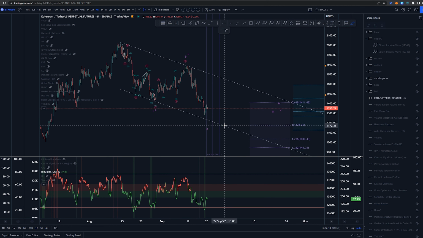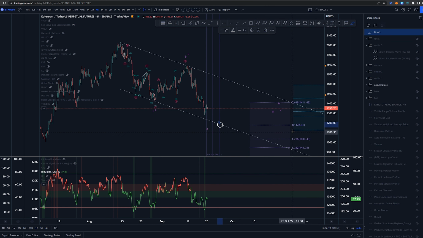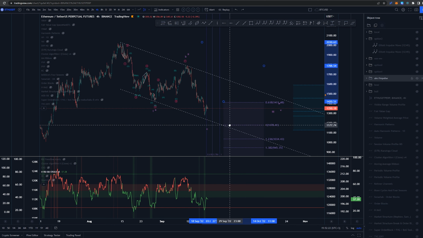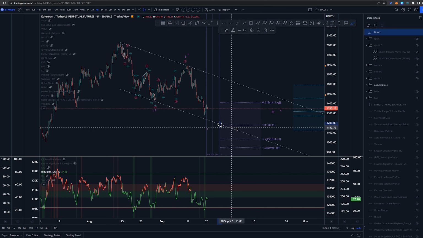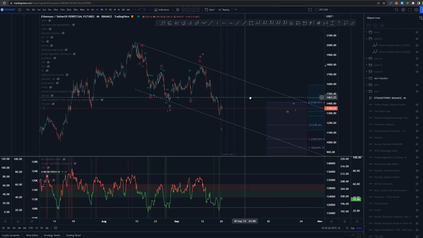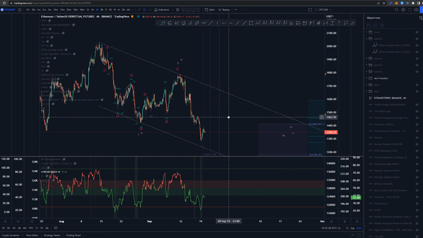establish this channel. And generally, it is very good to look for the 1-to-1 in time and 1-to-1 in price. So again, this would be right here where we have this structure ending. So that is definitely one of the targets.